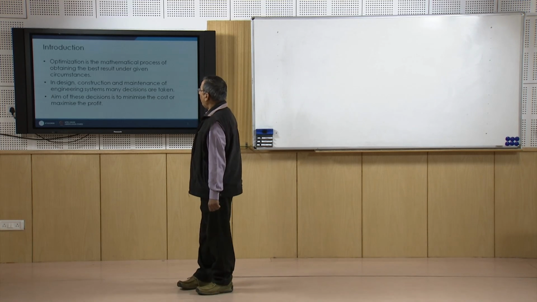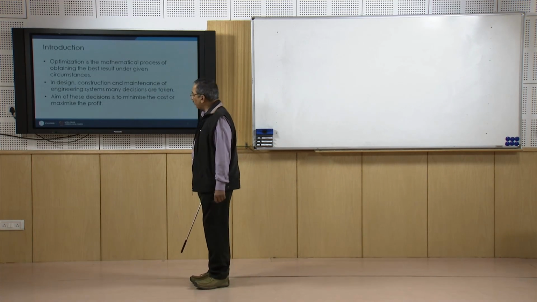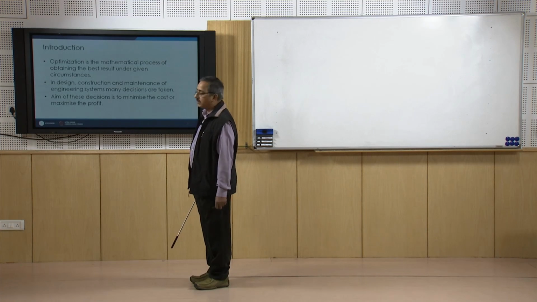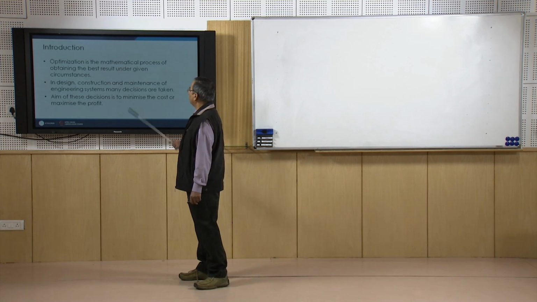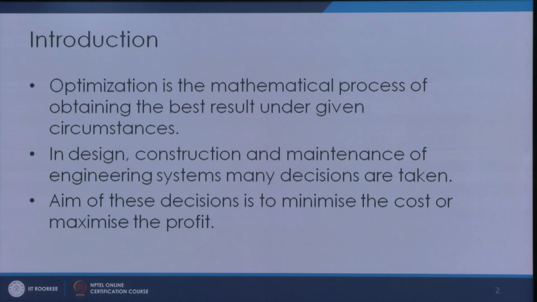So, optimization, if we talk about a basic definition of it, is the mathematical process of obtaining the best result under given circumstances. Why mathematical? The process could be anything, but as far as engineers are concerned, we use mathematical tools in order to get the best results under given circumstances.